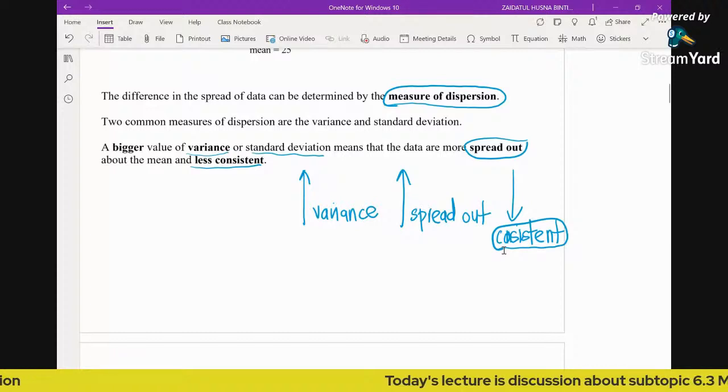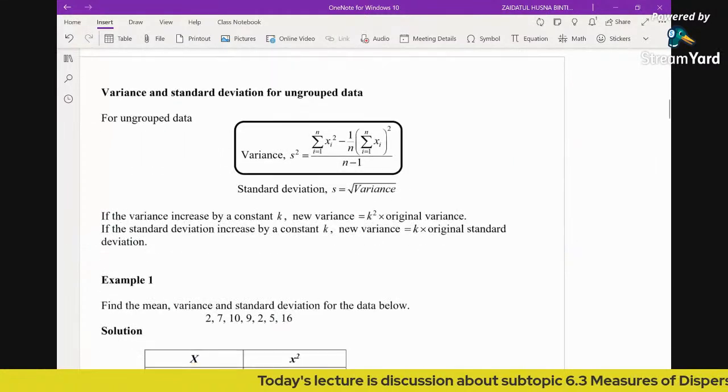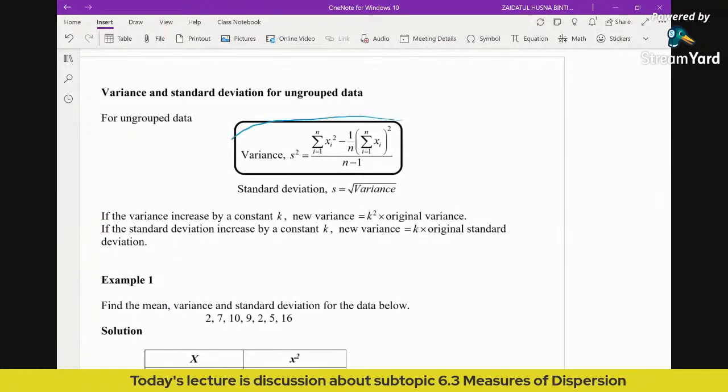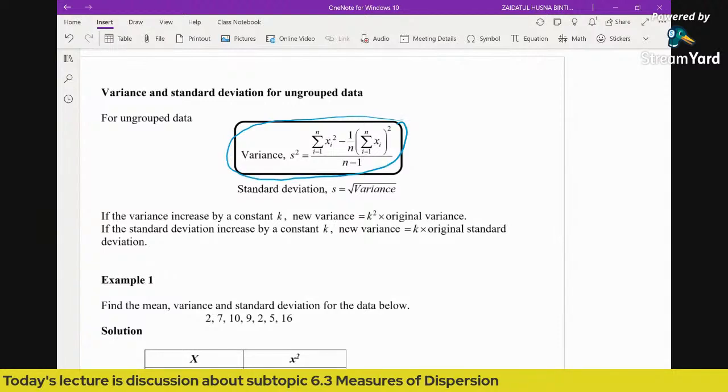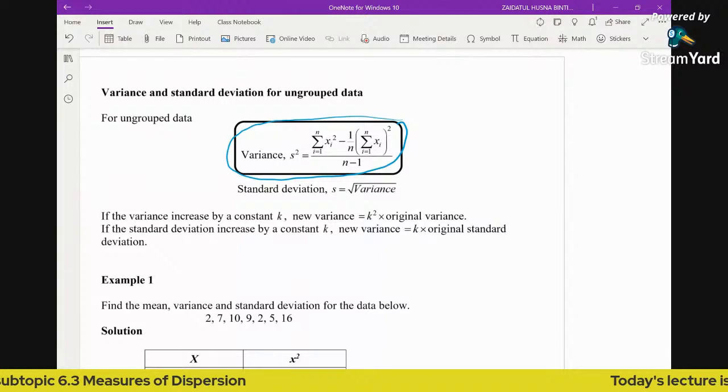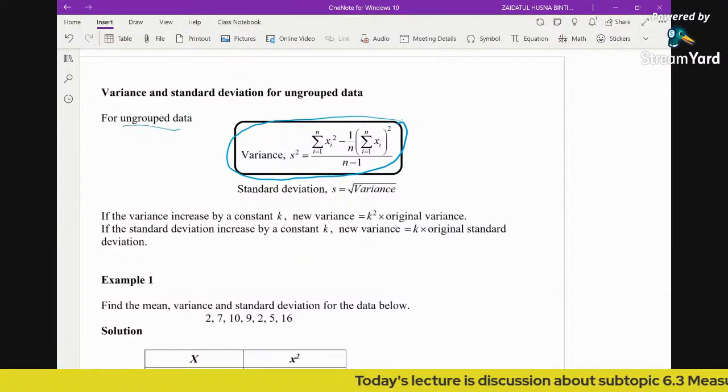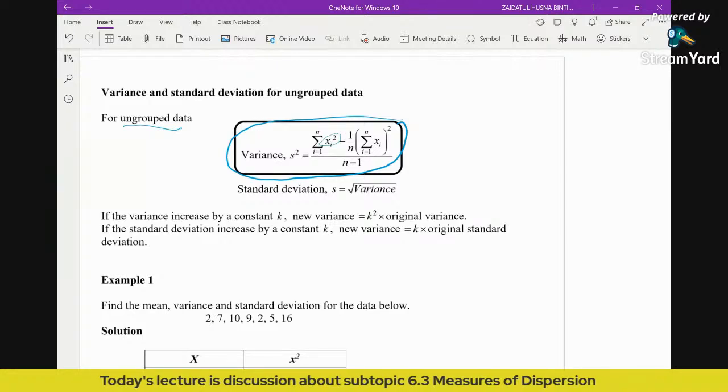Now, variance and standard deviation. We do have this formula. This is the formula of variance. You don't have to memorize this formula; it will be provided in both UPS and also the assignment. Here for ungrouped data, we have the variance formula to be sum of x squared minus 1 over n.